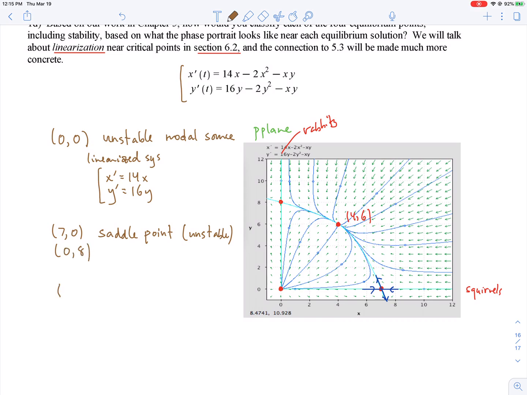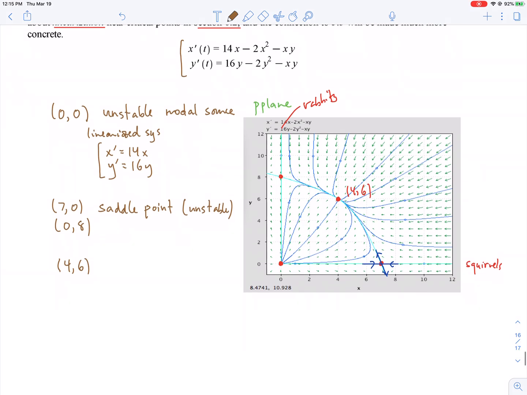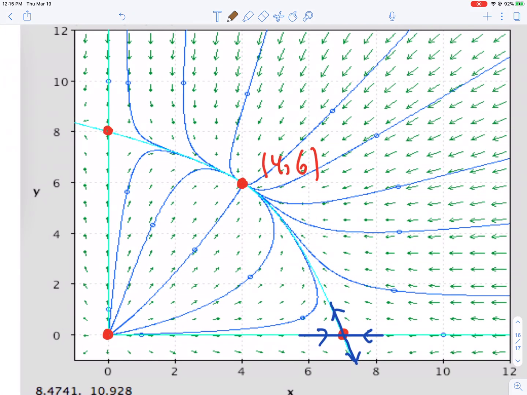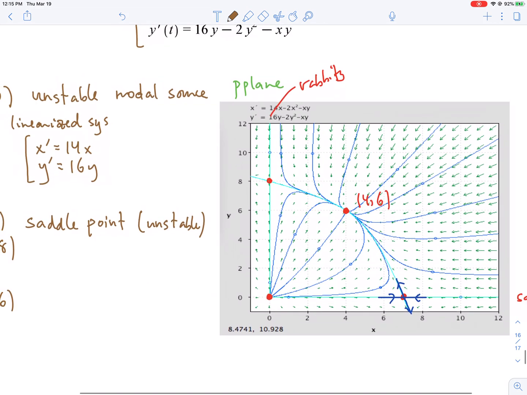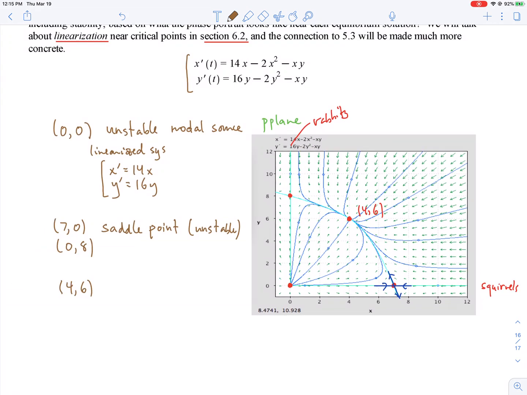And 4, 6 looks like all the solutions in the picture actually are all converging there. And if you magnify that picture, it looks like our nodal sink, which is asymptotically stable.